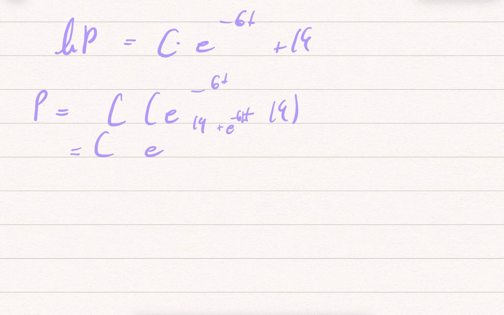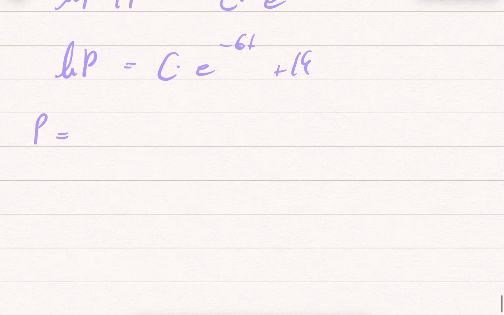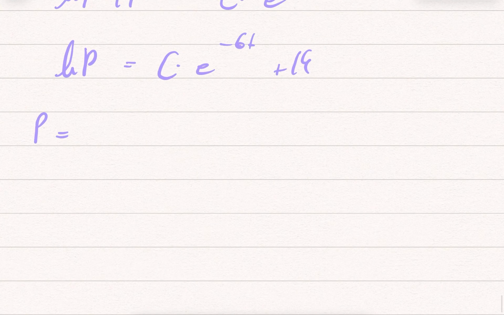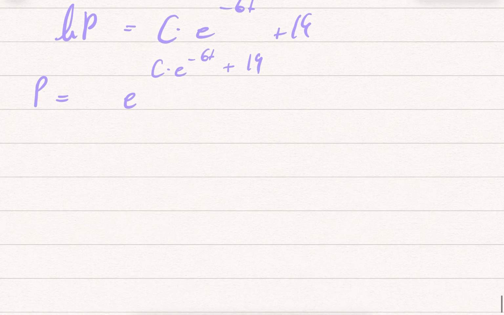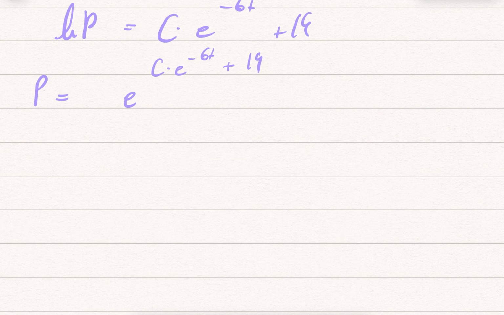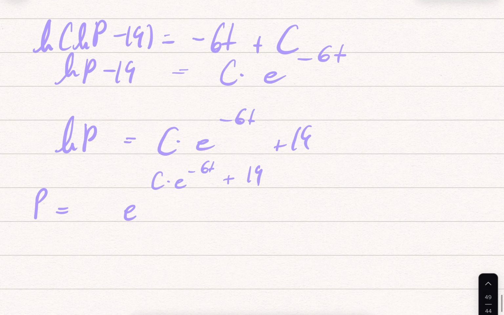Or maybe no. Actually, yeah, hold on. Okay. So I'm going to guess that when you do it like this, if you raise it twice, it can't do that. So you have to just raise the c with it. So you're going to have e to the c times e to the negative 6t plus 19. Okay. Just make sure, yeah.